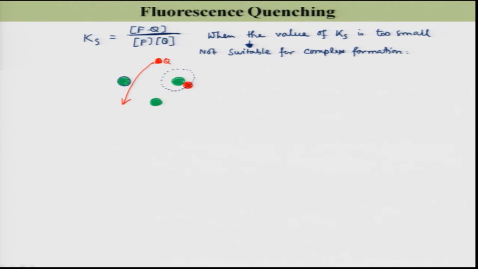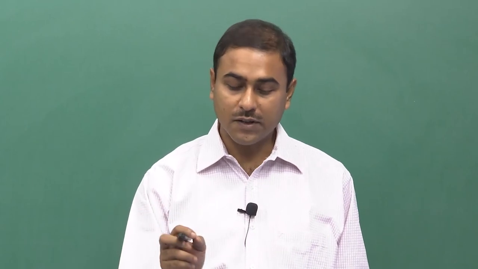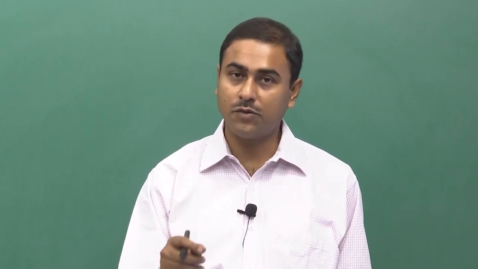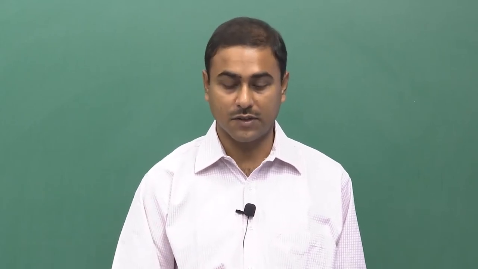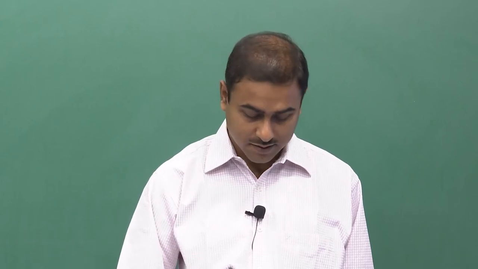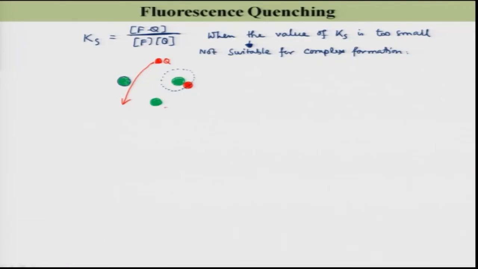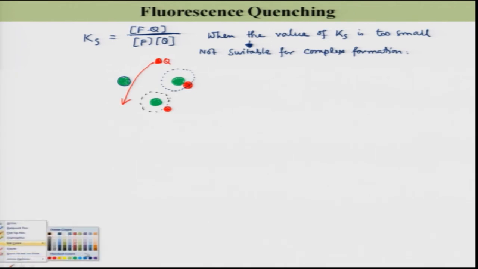So this is the volume made up with the radius of the fluorophore plus the radius of the quencher, with that I make a volume, and I consider that if the quencher is present within this volume, the probability of quenching is unity. That means whatever the fluorescence is there from this fluorophore, that will be completely quenched by this quencher molecule, if the situation is like this. If the situation is like this, then it is not. So here that particular volume is like this, right? So let me write in words.